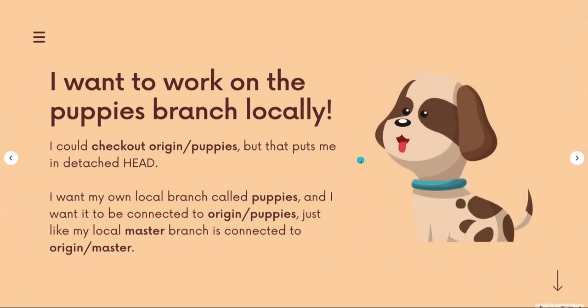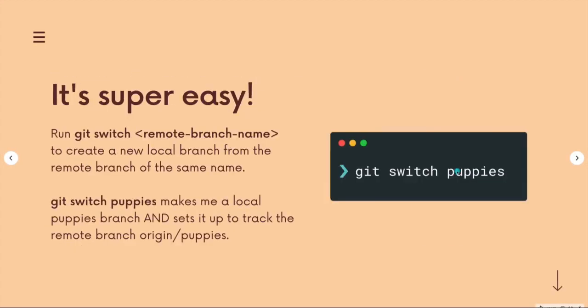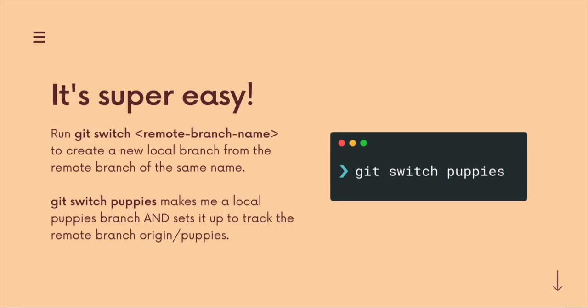It's not the same thing as what we kind of talked about here. What I want is a branch that I can work on that is connected to origin/puppies. Rather than just checking out the remote branch, I want to actually have my own branch here that is connected to it. So the way we do this is actually super easy. Thanks to the new git switch command, we just switch to a branch with that exact same name. So if Git detects that we make a branch called puppies and there is already a remote branch called puppies, it's going to just assume that we want them connected.